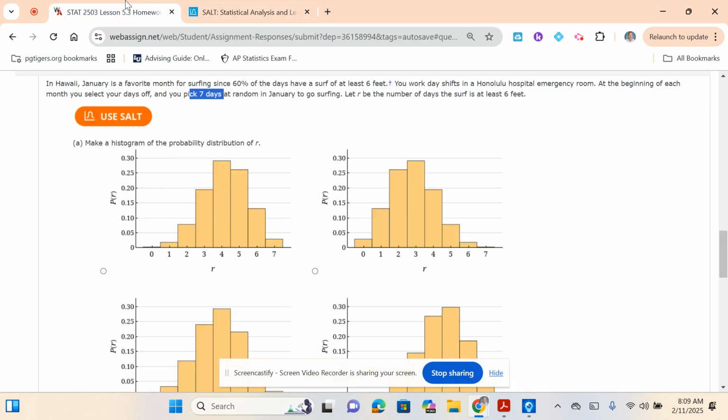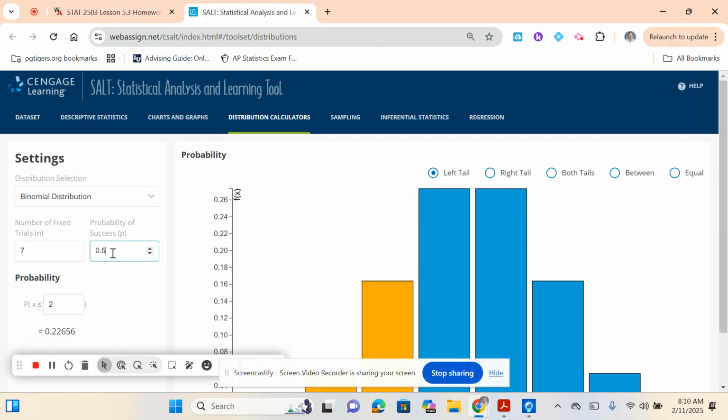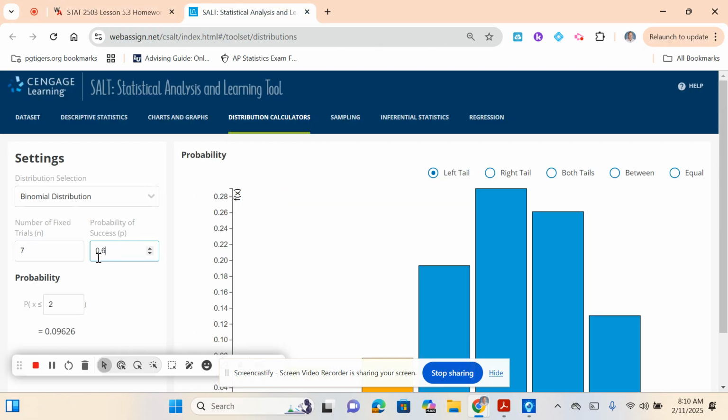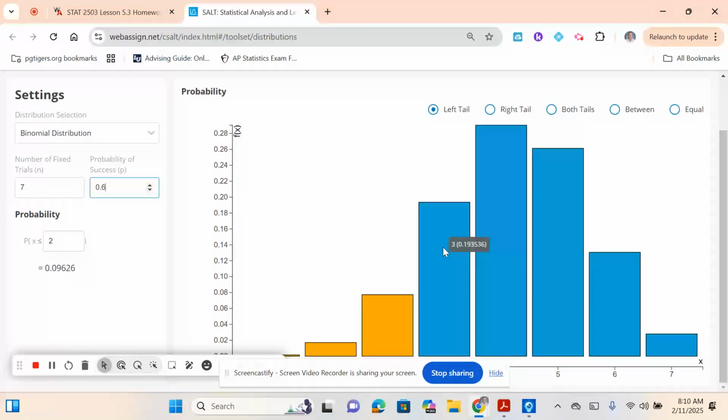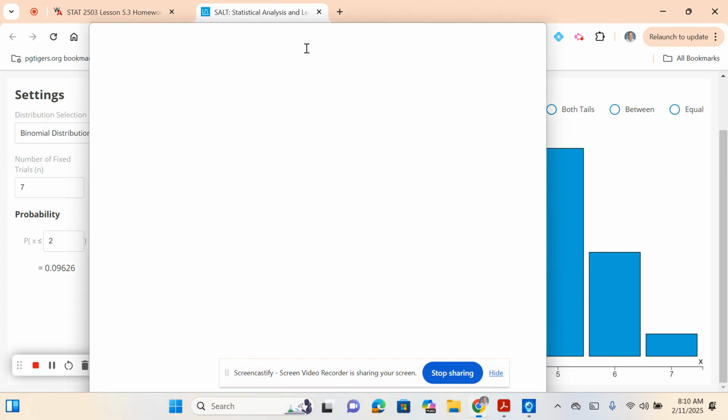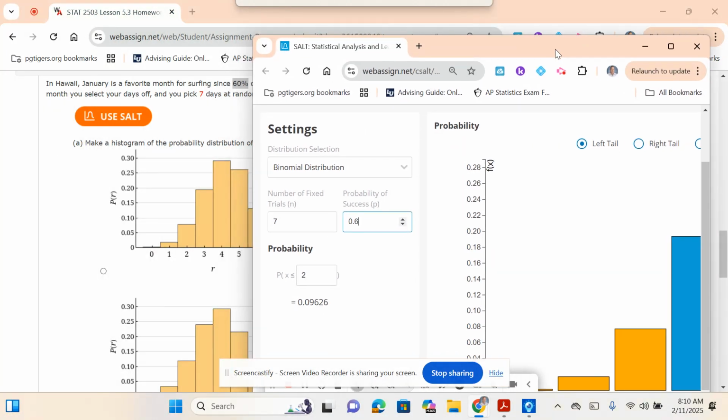Now, p is your probability of success, in this case the probability that the surf is at least 6 feet. 60% of the days are at least 6 feet, so my probability is going to be 0.6. I don't have to worry about the rest right now. I'm just focused on the graph. And so my graph is going to look like this, okay? I'm going to zoom out a little bit. It's kind of hard to see.